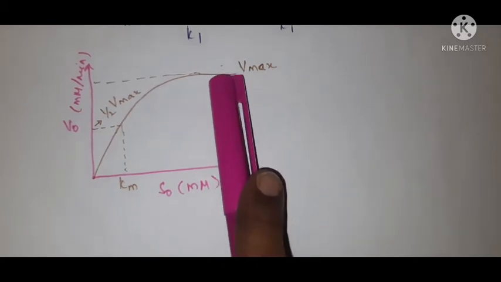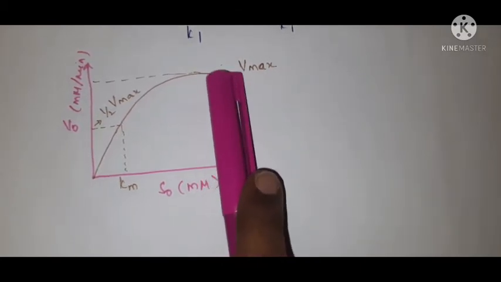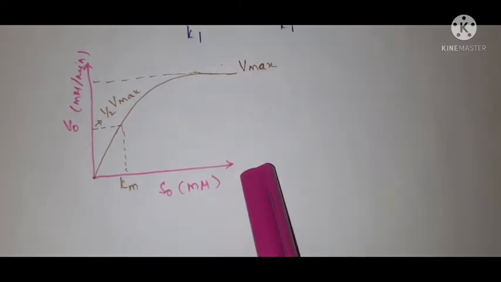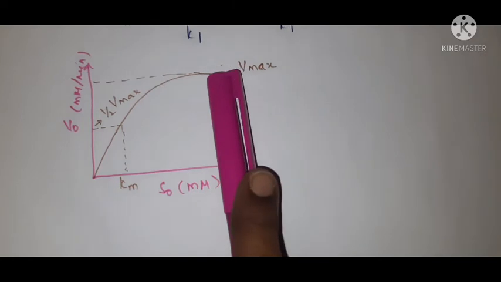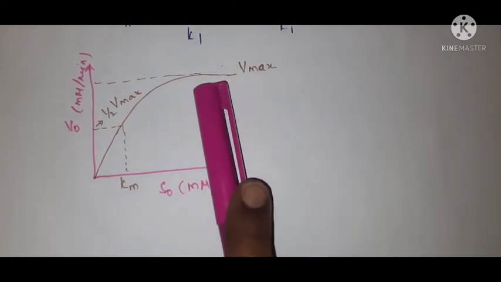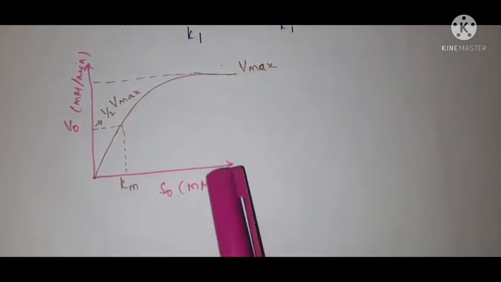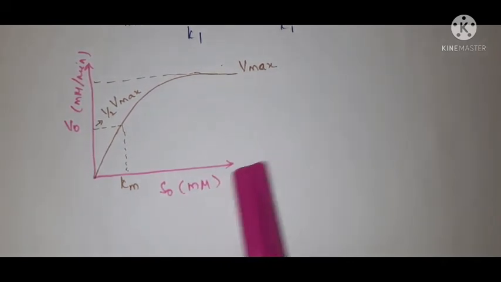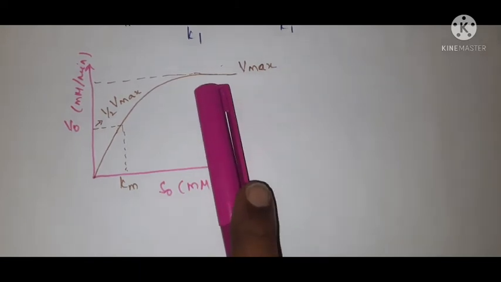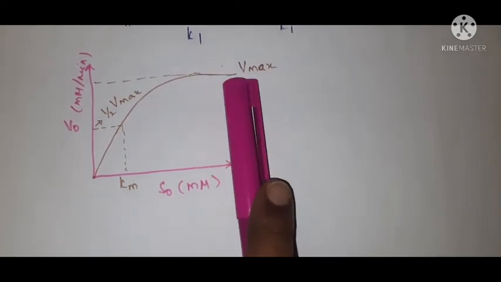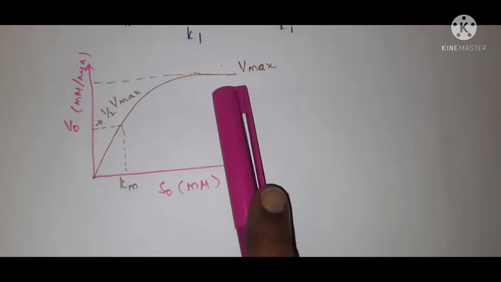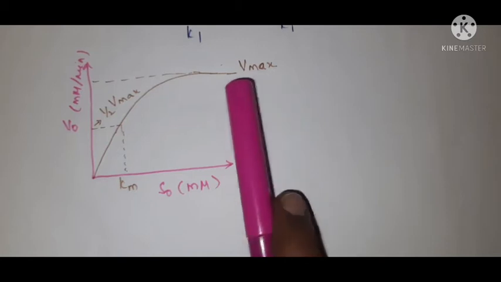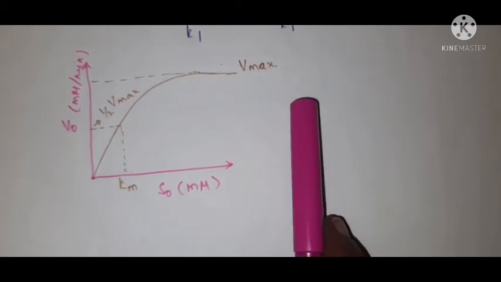Finally, a point is reached beyond which there is no change in velocity with increase in substrate concentration. This point is known as the maximum velocity. After reaching the maximum velocity, if you increase the substrate concentration, there is no change in velocity, because at Vmax the enzyme present in the solution is totally converted into enzyme-substrate complex. There is no free enzyme present in the solution.